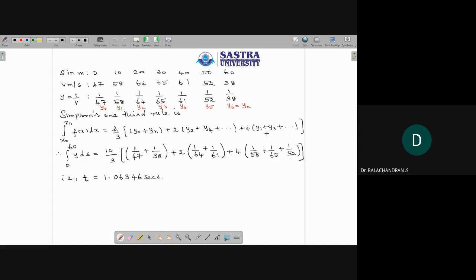All the odd suffixes y1, y3, y5. But here y6 will not come, because here y0 plus y6. So here 2 into y2, starting from y2 except the last one, because the last one is coming here. So the last one is always an even number. So integral 0 to 60, because you can see here x0 is 0 and xn is 60, integral 0 to 60 of y ds, f of x. You can see here we are calculating 0 to 60.